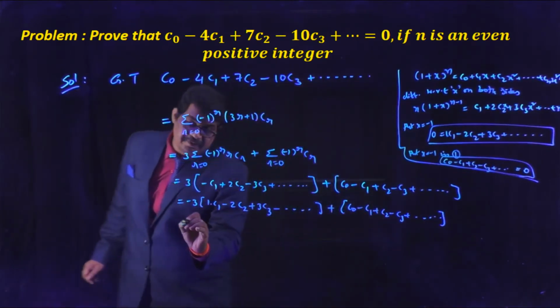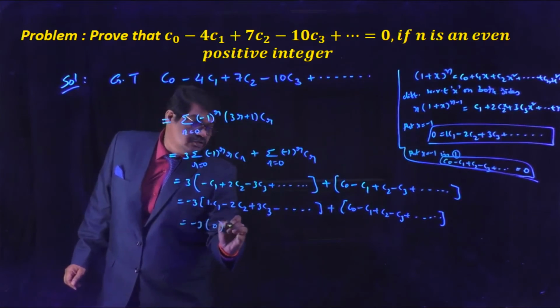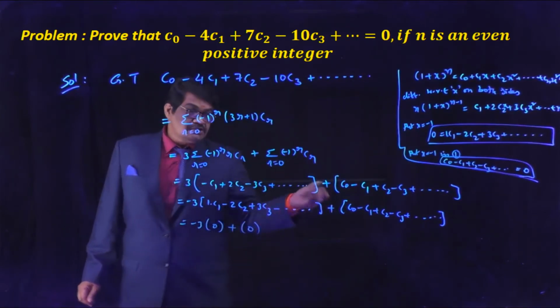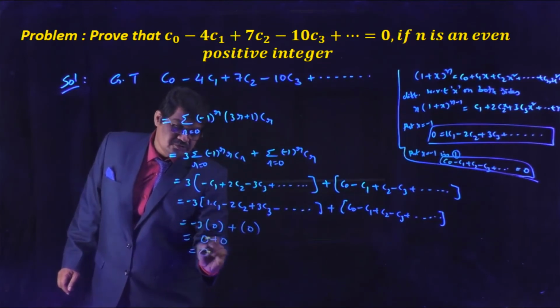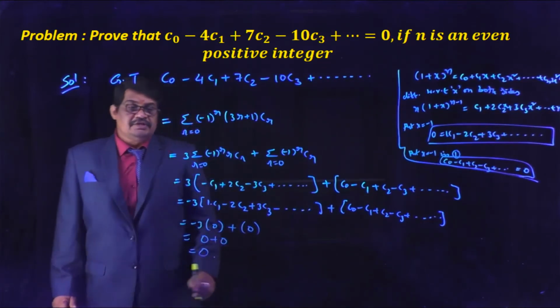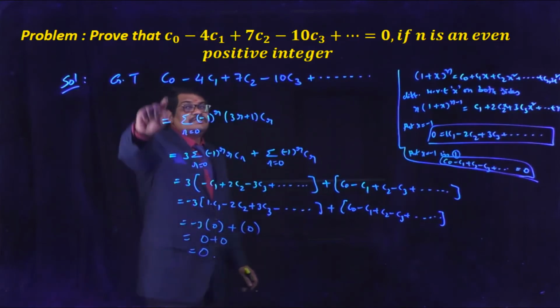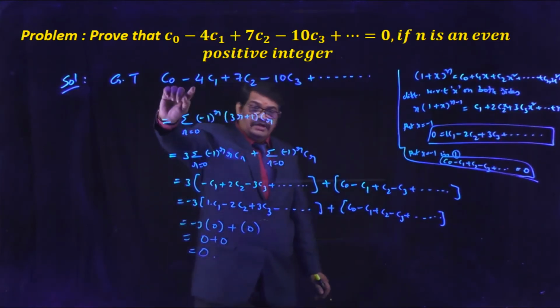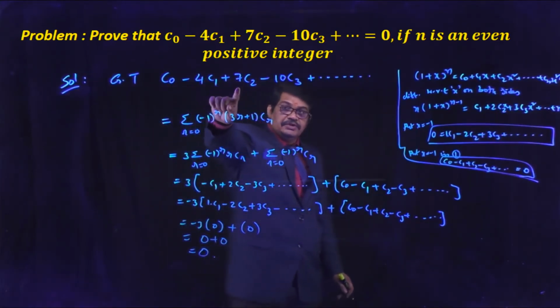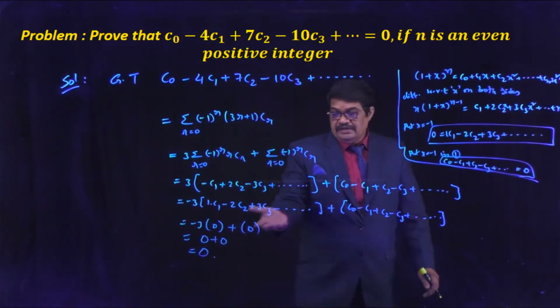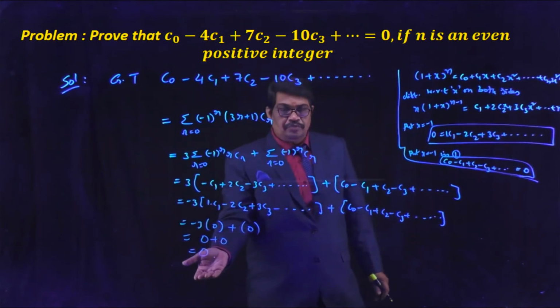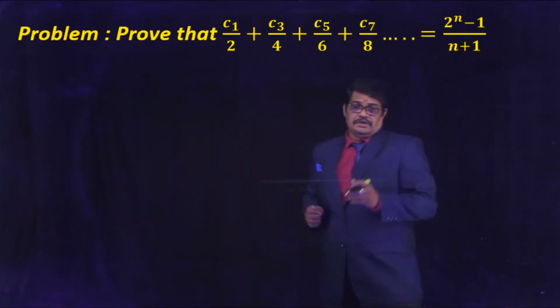So this is minus 3 into 0 plus that series also 0. So that will be 0 and 0. So this series is 0. That is our proving result. The series C0 minus 4C1 plus 7C2 minus 10C3 plus and so on, this value becomes 0. Okay. See another problem.